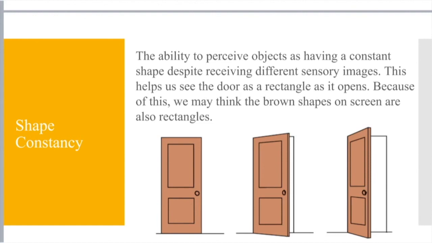We also have shape constancy, and that's the ability to perceive objects as having a constant shape despite receiving different sensory images. This helps us see the door as a rectangle as it opens. Because of this, we may think that the brown shapes on our screen are also rectangles, right? And so again, this door here, what's actually coming into our brain is not in fact a rectangle, right? It's kind of an oblong quadrilateral.